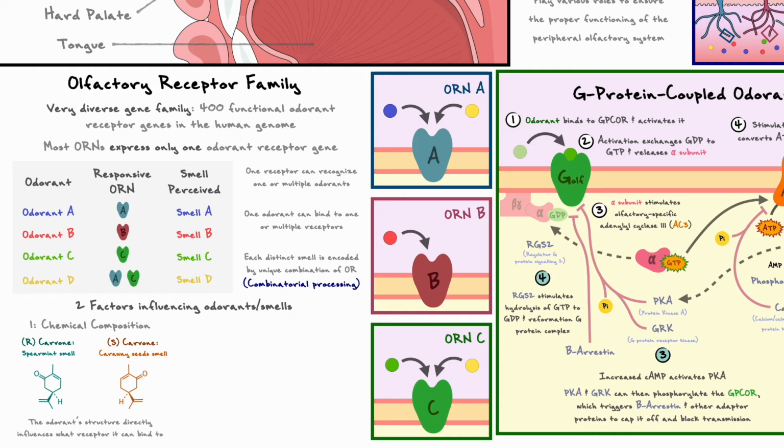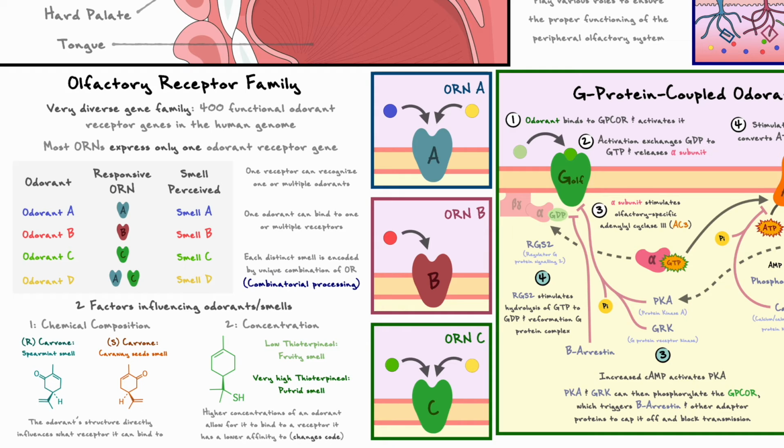The second factor that impacts the perceived smell is the concentration of the odorant. A good example of this is thioterpeneol. At low concentration, this odorant has a fruity smell, but when its concentration becomes high, this compound starts to smell putrid. This can be explained by the fact that olfactory receptors have different affinities to different compounds, and accordingly, it might take a very high concentration of a given odorant to activate that olfactory receptor. As a result, this dependence on the concentration can directly change the code and result in different smells.